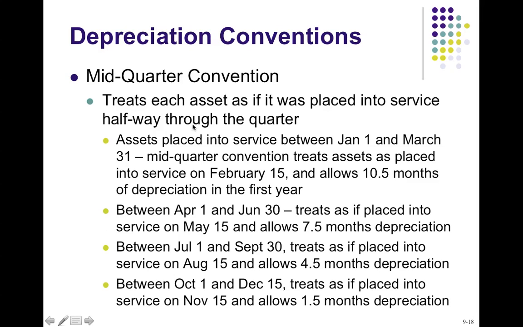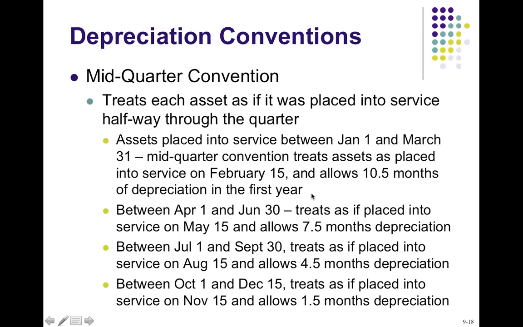So again, the mid-quarter convention treats each asset as if it were placed into service halfway through the quarter. So what does this mean? For any asset that we purchase between January 1st and March 31st, we're going to assume that we actually bought and placed that asset into service on February 15th, and under the mid-quarter convention, instead of allowing 6 months of depreciation in the first year, we're going to get 10.5 months of depreciation in the first year, okay?